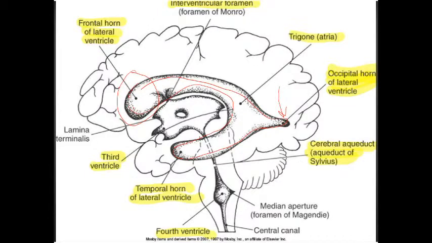or we can shorten that to horn. Typically, we just say horn of the lateral ventricle. That's what the name usually implies. Just below the lateral ventricle, we have the third ventricle. And then, as we see, the aqueduct of Sylvius actually connecting the third ventricle to the fourth ventricle.